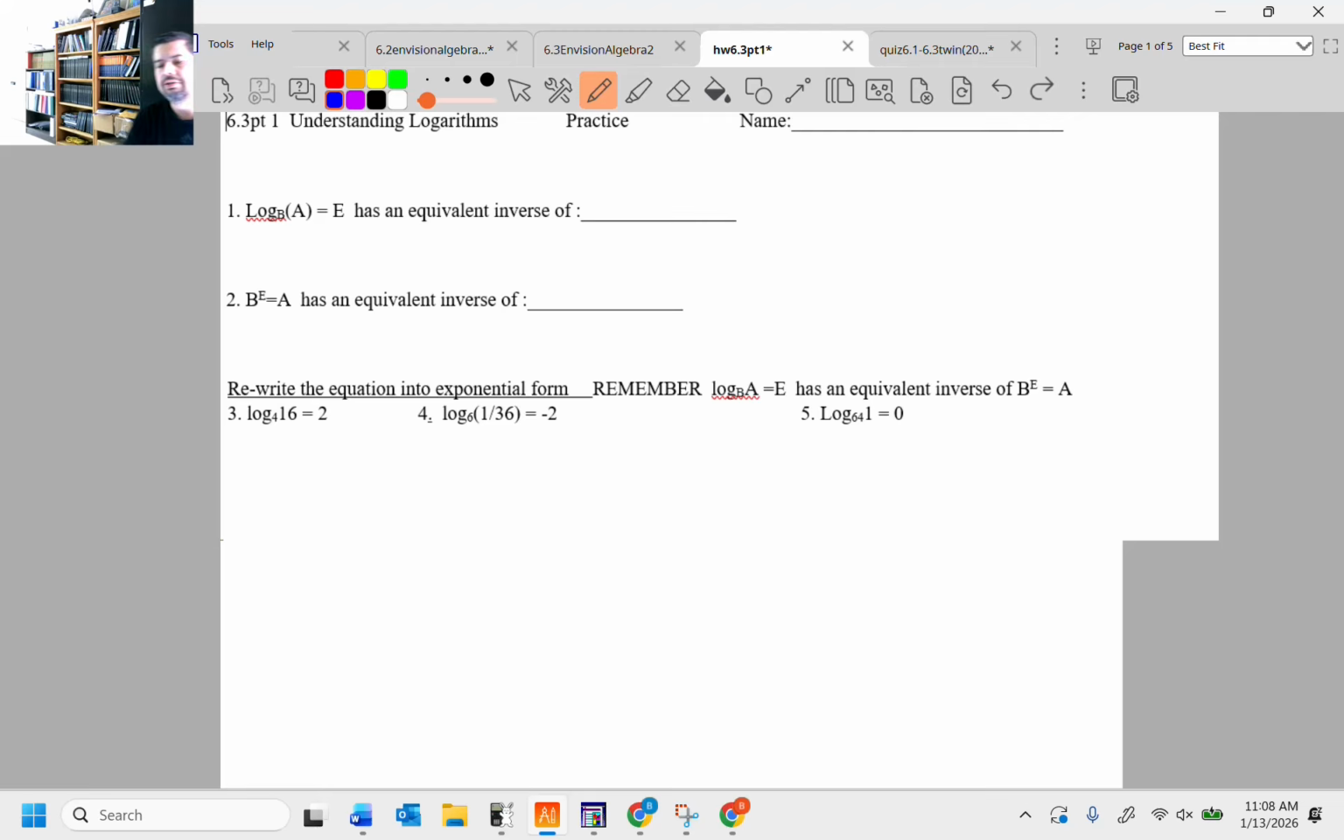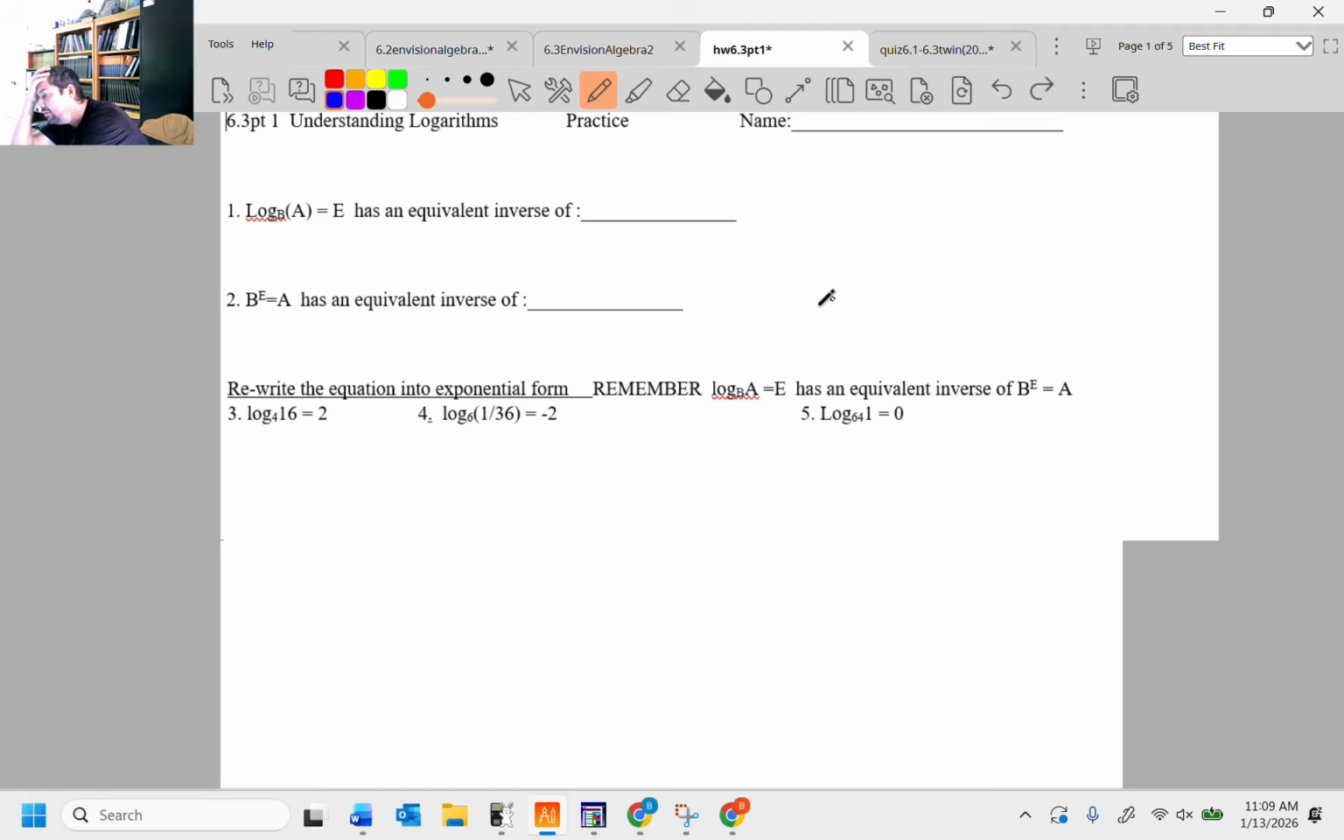All right, let's see how much of your homework I can do in just a few minutes here. I got 15. So, you know, this is straight out of your notes. You just need to look at your notes. Look at your notes for 1 and 2, okay? Rewrite the equation into exponential form.